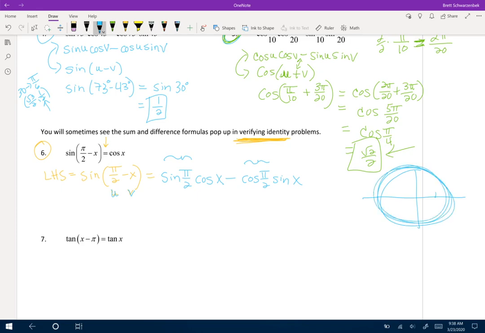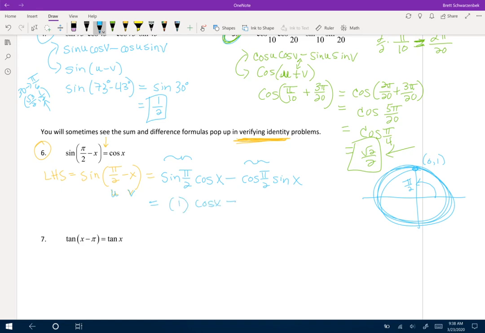Pi over 2 is at the top, the upper part of the y-axis on the unit circle. And we know that the coordinate there is (0, 1). So we should be able to find these very quickly. Why? Because the sine is the y-coordinate, which is 1. We can't do anything with cosine x.